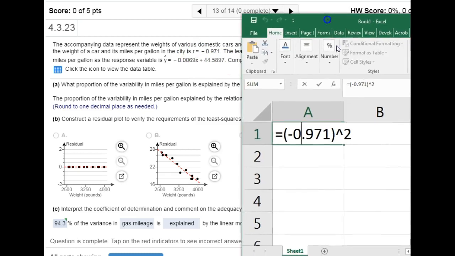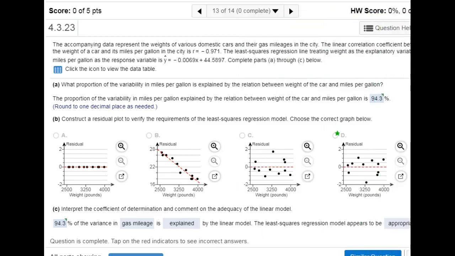So you're going to want to take that value for r and just square it, and you get then the coefficient of determination, which talks about the variability and what proportion of that variability is explained by the relationship. Next, we're going to construct a residual plot.